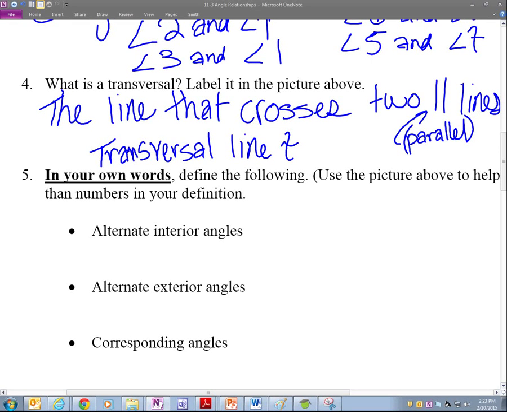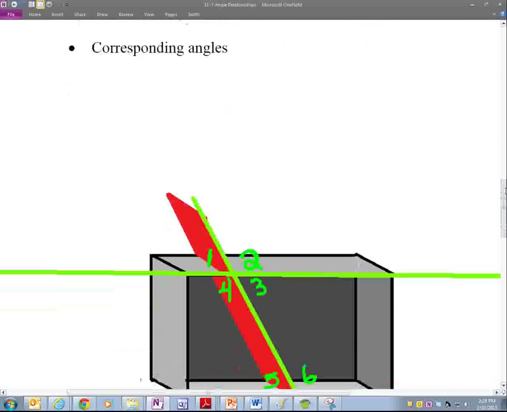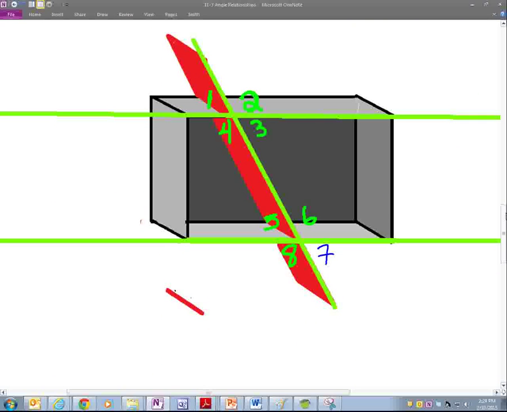In your own words, using English, it says to define the following. Alternate interior angles. Now, the other classes had 4 minutes to do this on their own, but because we're recording right now, I want it to be a little bit faster. So I want to show you something that has to do with alternate interior angles. Okay?